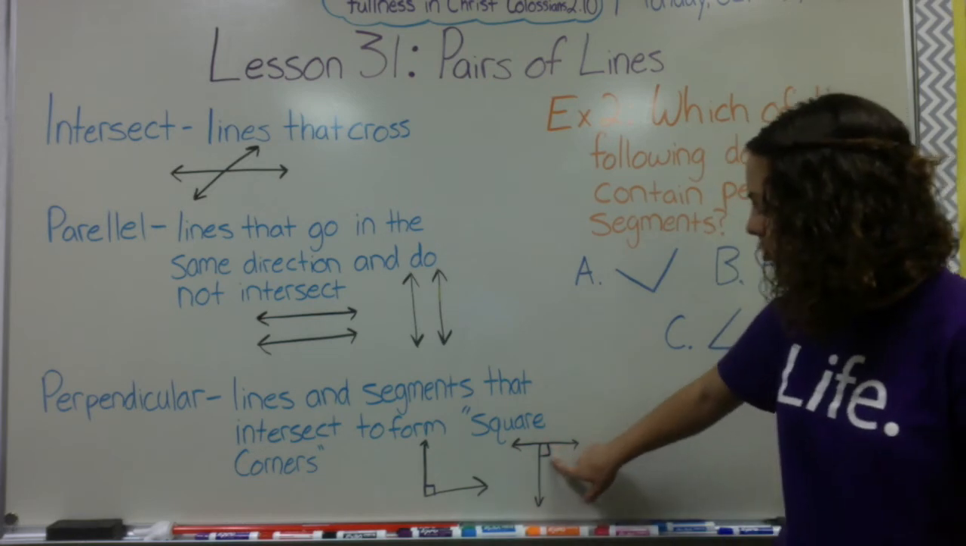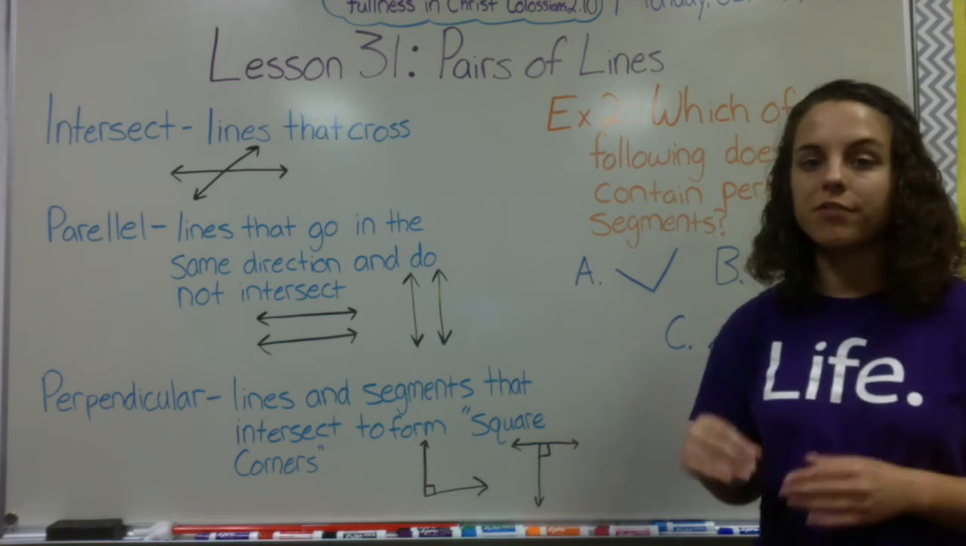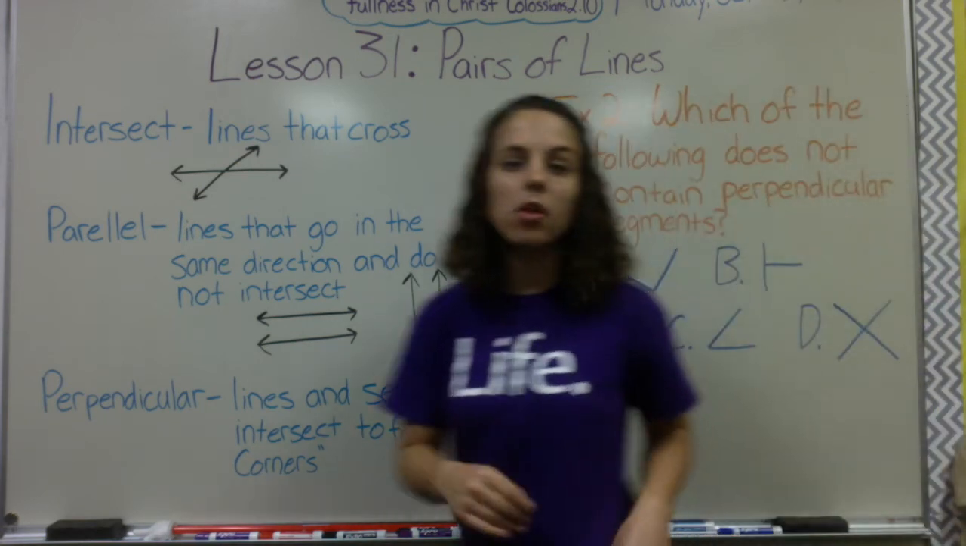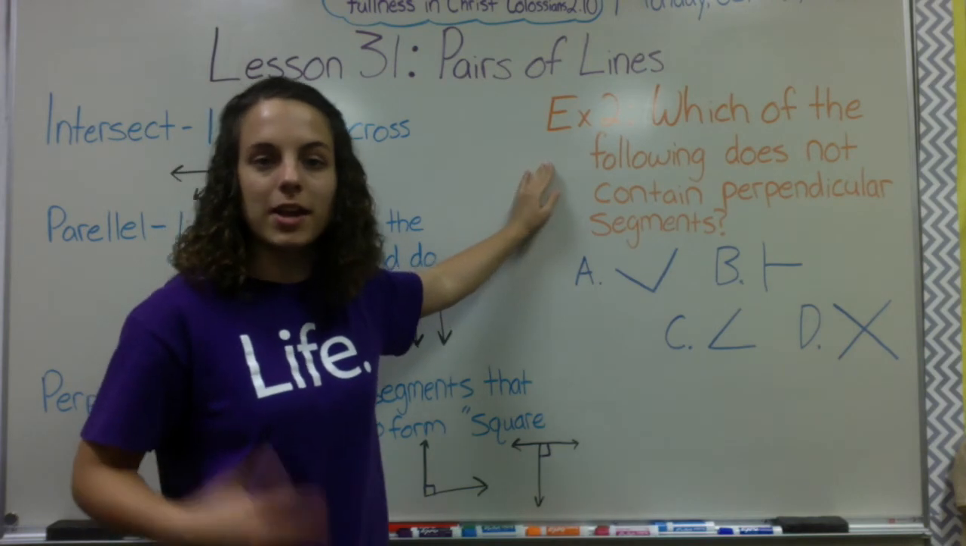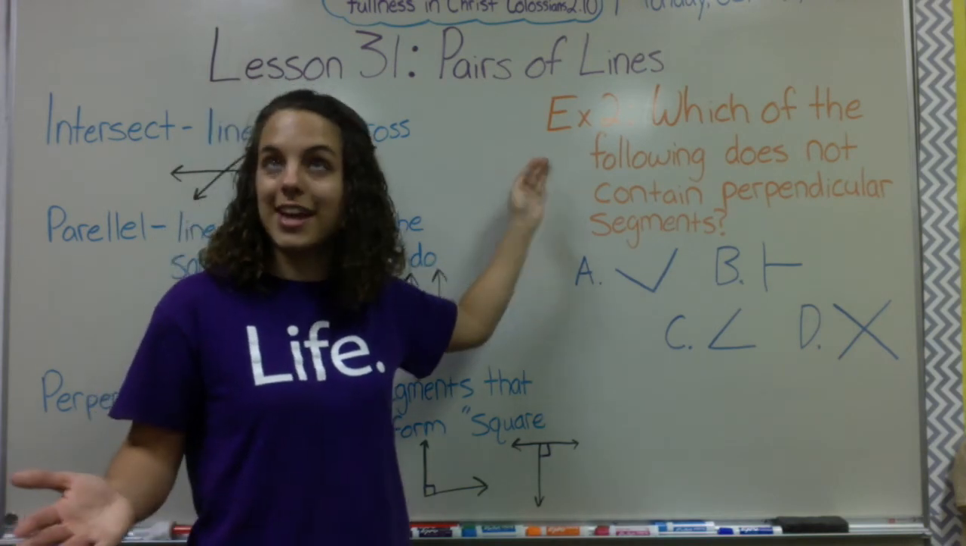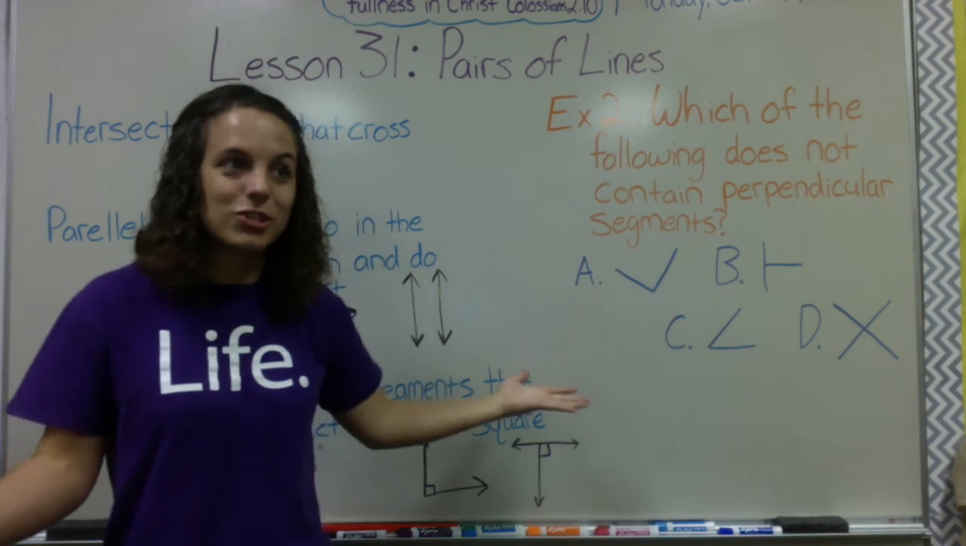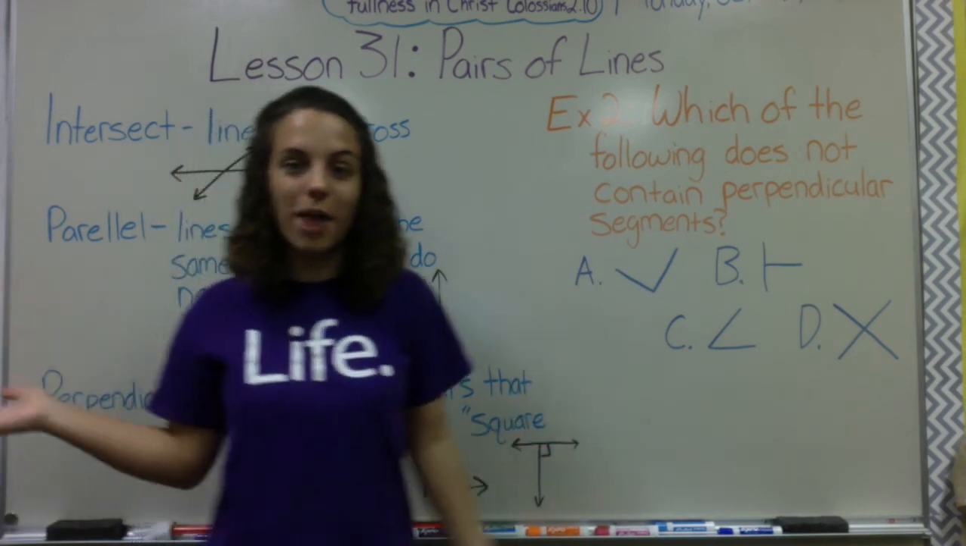I drew my square corner right here, meaning I can make a square out of it and it forms a perfect right angle. So this is actually example 2. It's the only one we're going to look at for today before we do some exercises in class and demonstrate our knowledge of these vocabulary words.